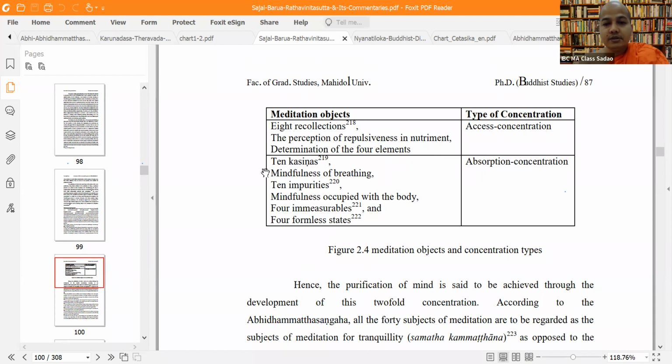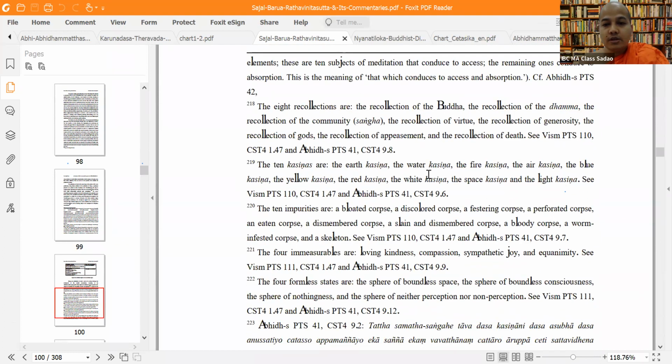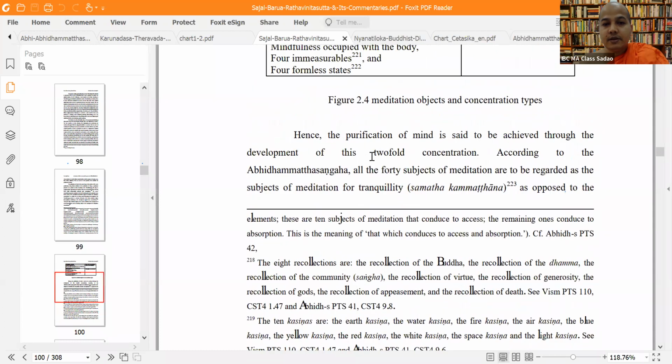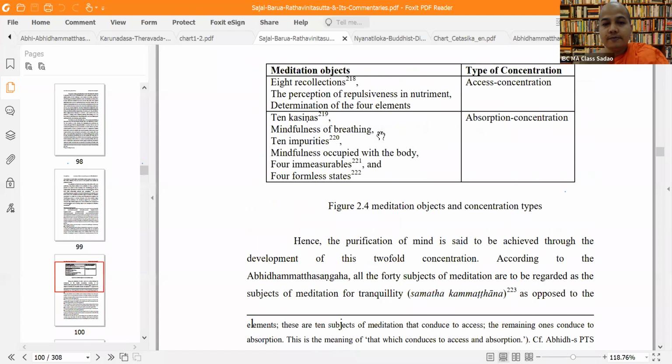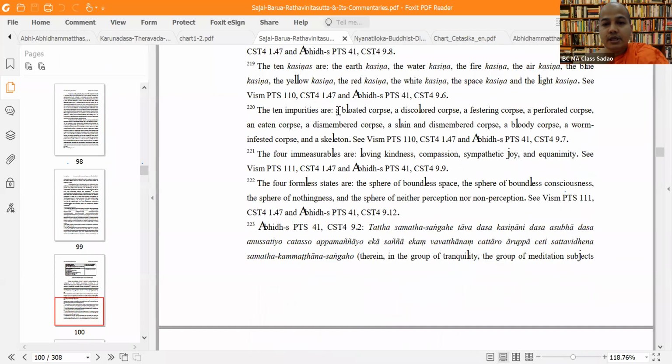So altogether 10 here. 10 kasinas. Here, the 10 kasinas are earth kasina, water kasina, fire kasina, air kasina, blue kasina, yellow kasina, red kasina, white kasina, space kasina, and light kasina. Mindfulness of breathing is one. This is Anapanasati. 10 impurities. So these are the 10 impurities: a bloated corpse, discolored corpse, festering corpse, perforated corpse, an eaten corpse, a dismembered corpse, a slain and dismembered corpse, a bloody corpse, a worm-infested corpse, and a skeleton.